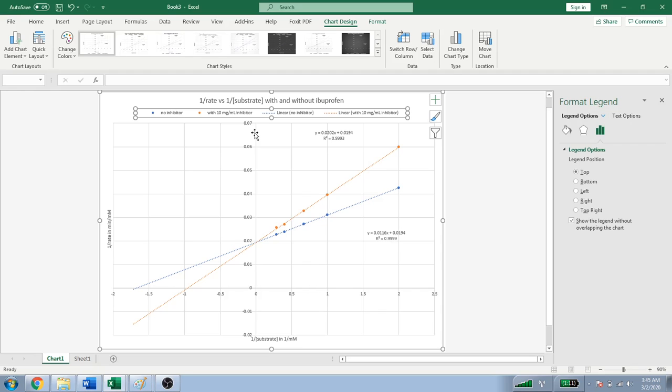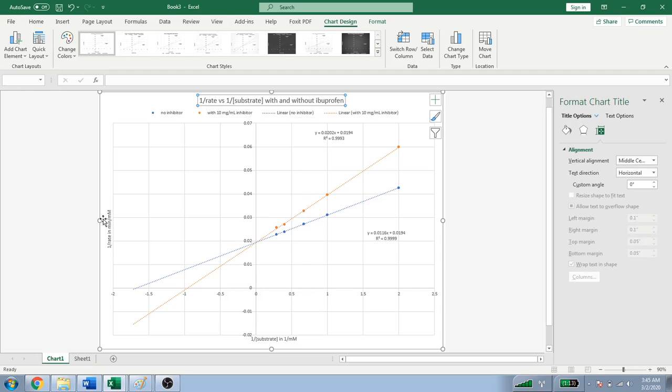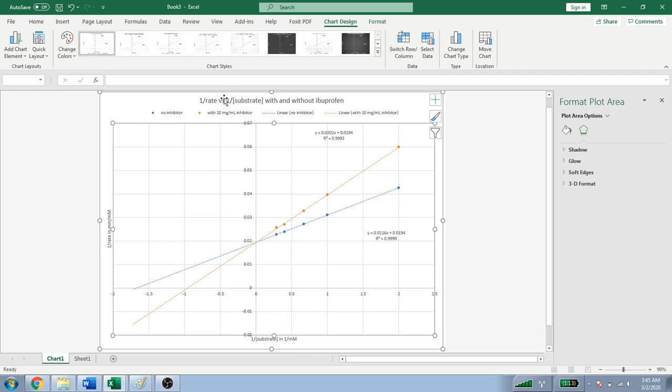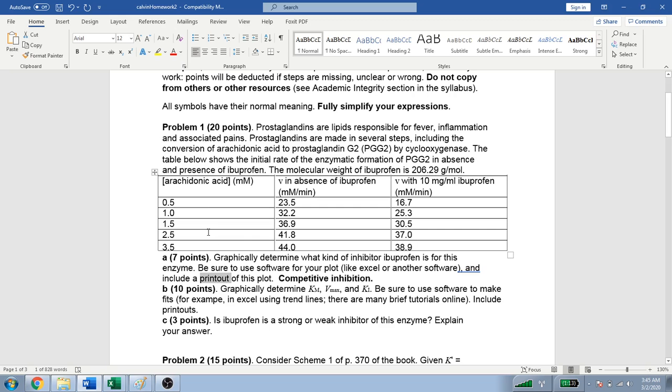But anyways, every teacher wants to see the title and the y-axis labeled with units and the x-axis labeled with units and some kind of legend. Your teacher is also going to want to see this equation, so you make sure to display the equation. Okay, so graphically determine Km and Vmax. Okay, so we just did that.